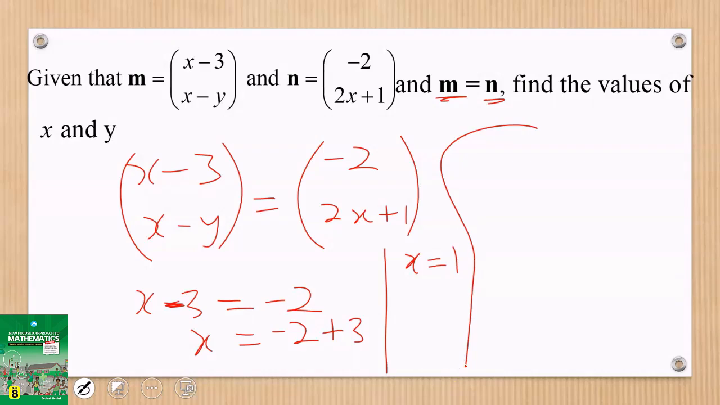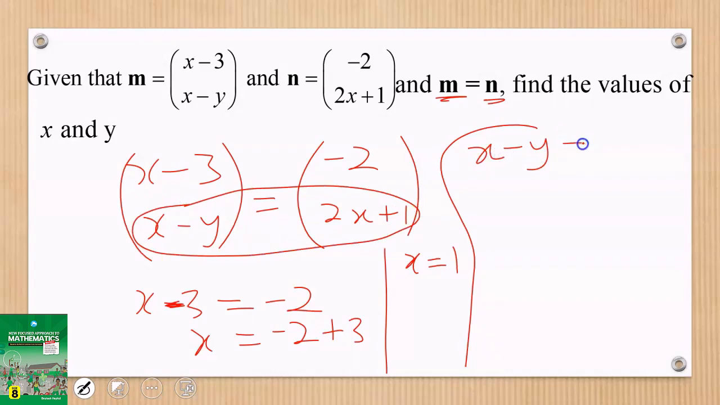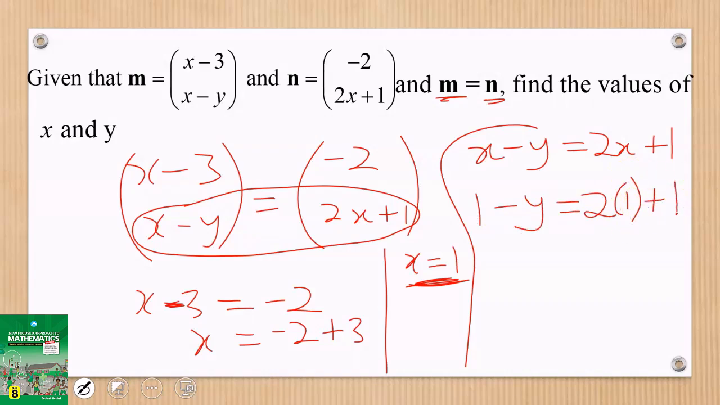Then on the y component too, the whole of this should be equal, which means I have my x - y should be equal to 2x + 1. Now from the x component, which is equal to 1, I can put 1 in place of x. I can also put 1 in place of that. Then I can write 1 - y is equal to 2 plus 1, which is 3. So I can put 3 here straight away, because 2 times 1 is 2, plus 1 is 3.